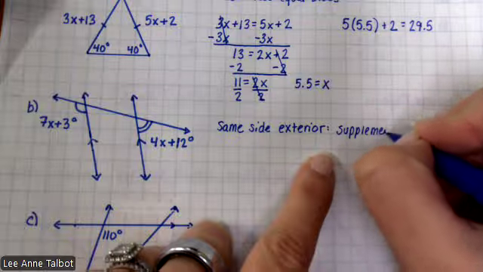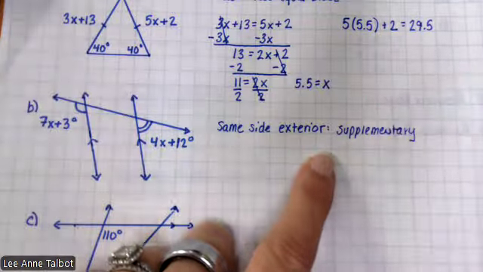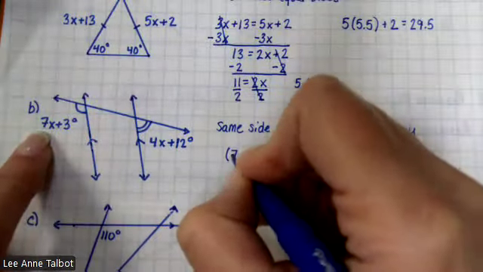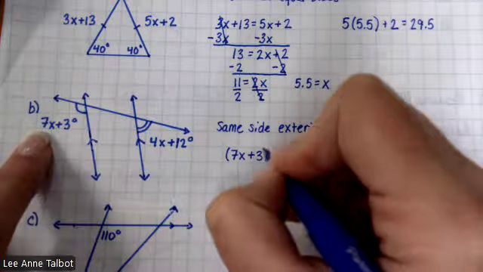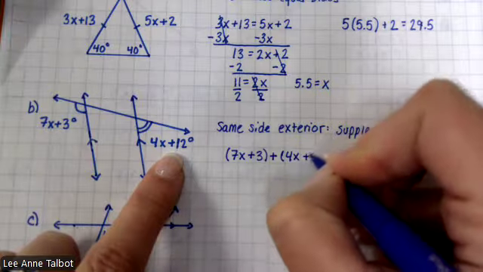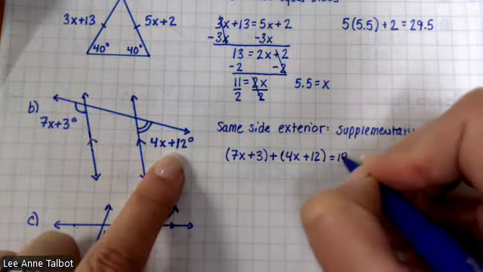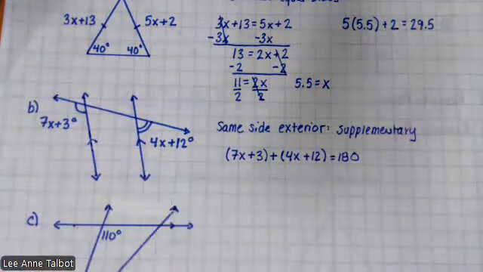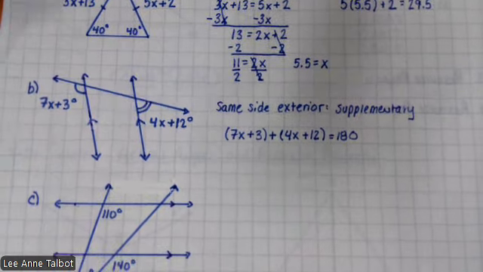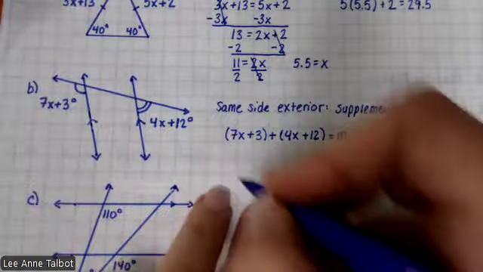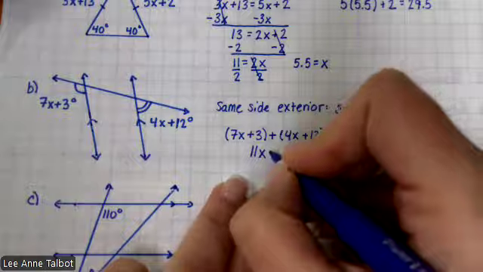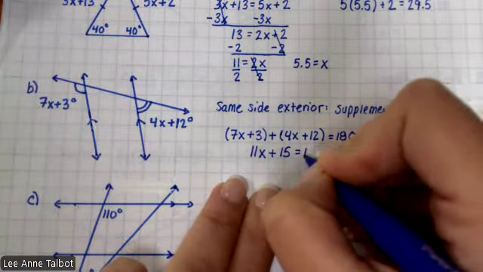Supplementary angles add to 180. Okay, so 7x plus 3 plus 4x plus 12 equals 180. This should sort of feel like when you guys do the three angles in a triangle. Okay, 7x plus 4x is 11x. 3 plus 12 is 15.